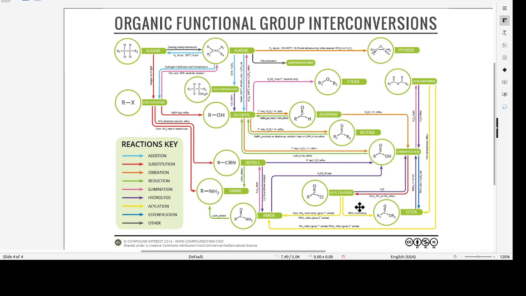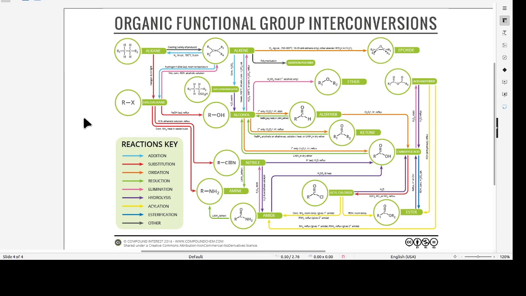The last thing that I recommend and that you will need to do certain problems in this course is a map of interconversions of organic functional groups. What are the reactions that can take you from an alkane to something different? And you'll have some of these pretty soon. Memorizing all these reactions is something that people in organic chemistry classes often have to do.